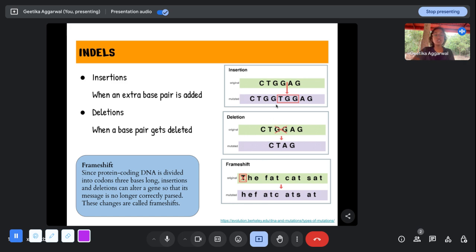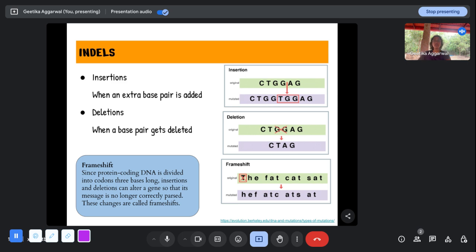Here you can see, if you assume these to be letters, for example, "the fat cat sat", and you delete one letter, the T from here, then it becomes something different: "hef atc ats at". This does not make sense anymore. A similar thing happens in the DNA. In the original there was something which made sense and was getting coded into the protein. Now if there is an insertion or a deletion, it might get altered in such a way that it's no longer coding for the same protein.